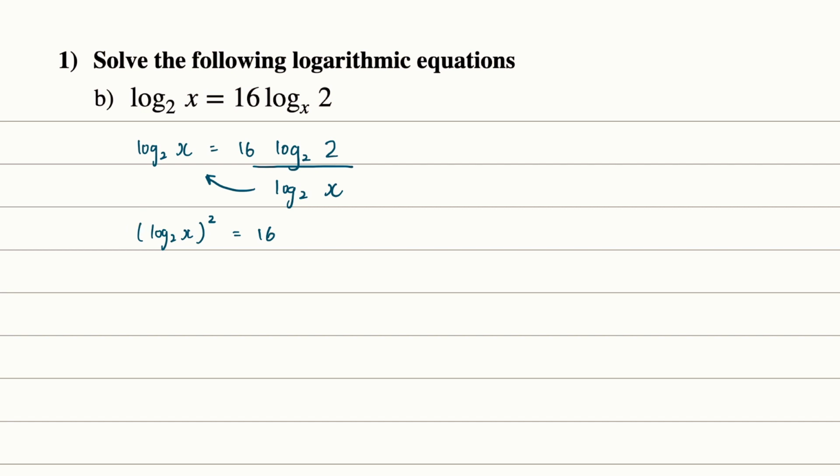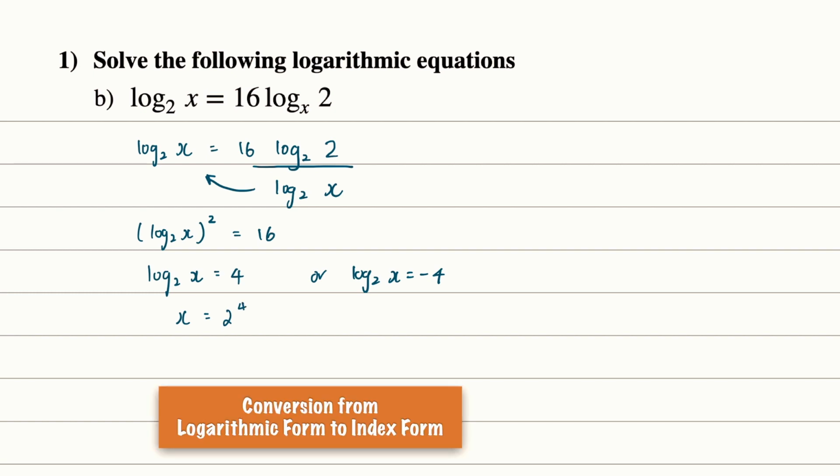Alright, what we can do, however, is to square root both sides. So log to the base 2 x is equal to 4, which is the square root of 16, or log to the base 2 x is equal to minus 4. Solving the equation on both sides, we have x is equal to 2 power 4. Now, how 2 power 4 came about was from the conversion from a logarithmic form to an index form.